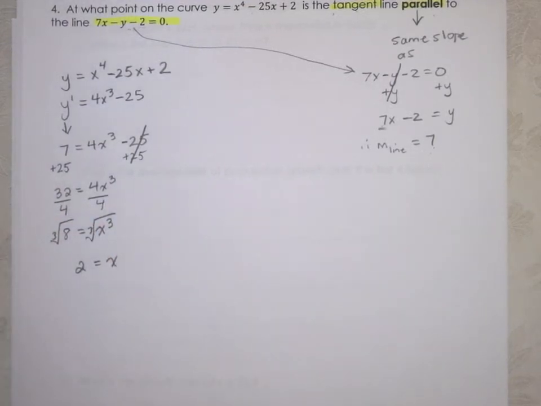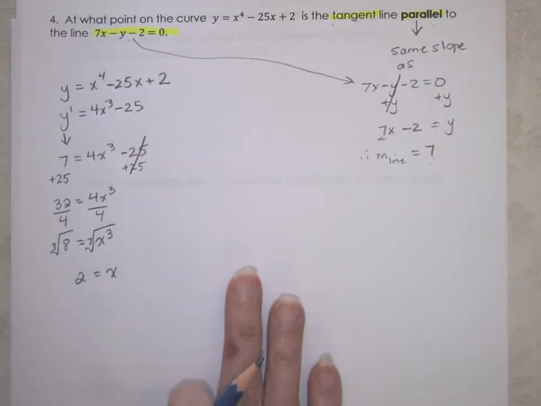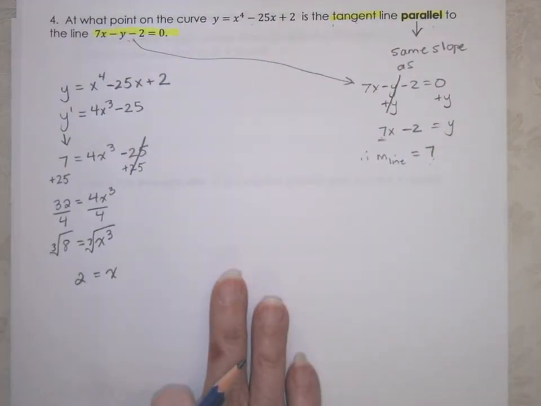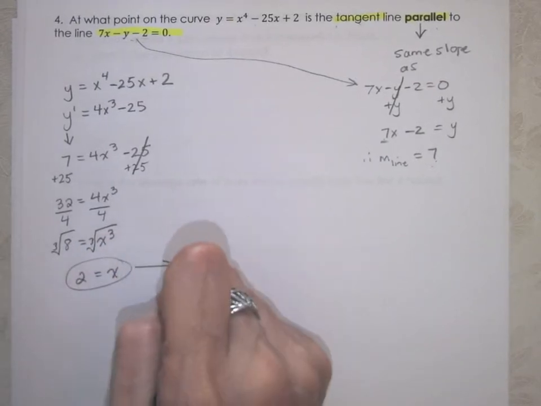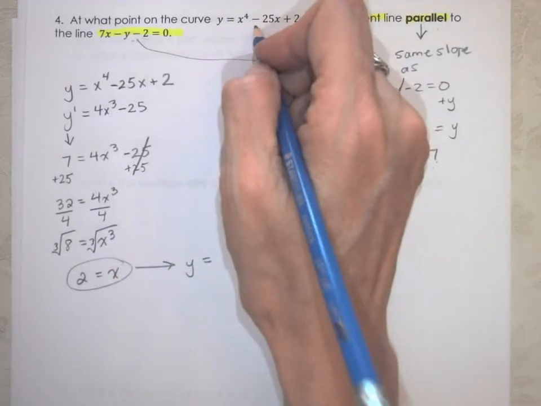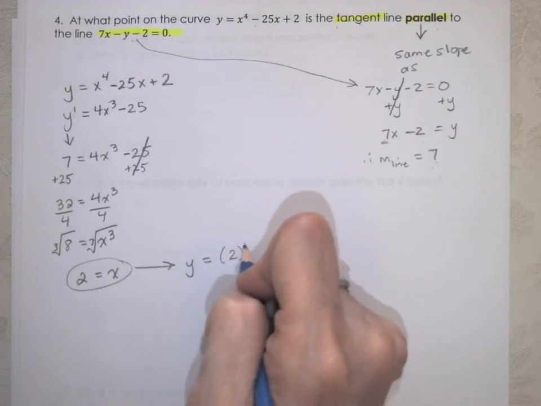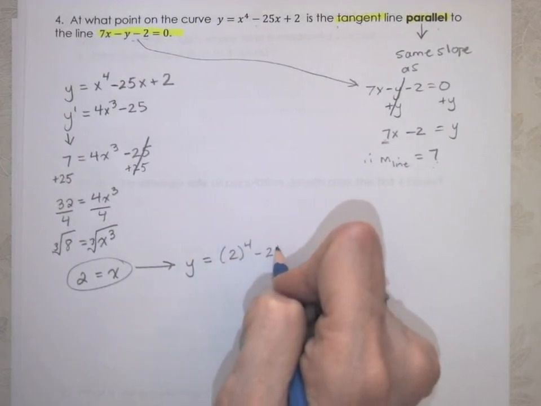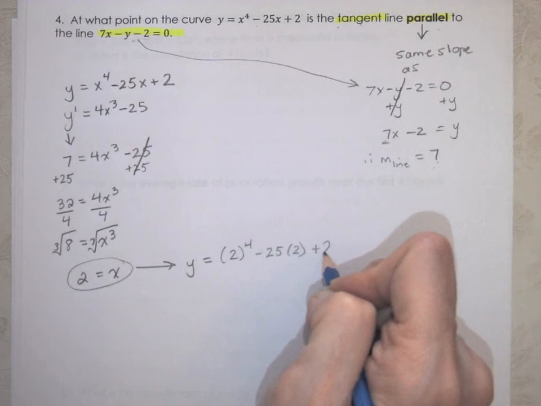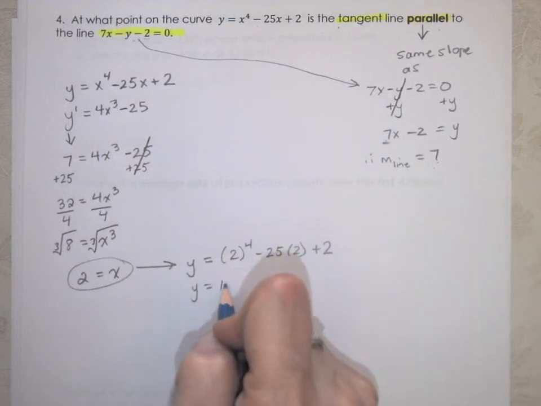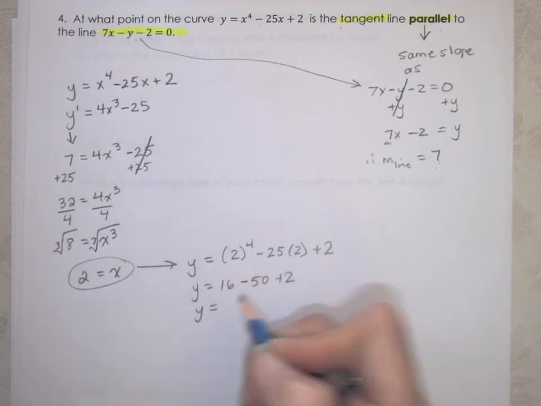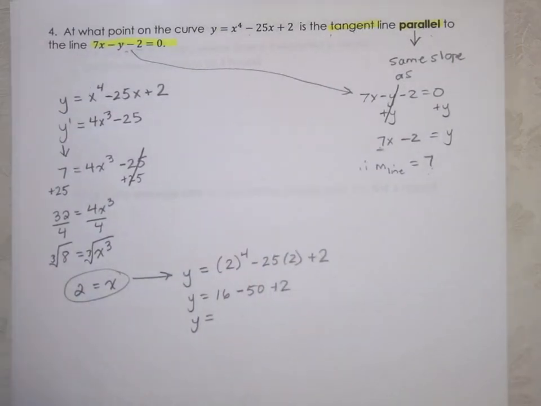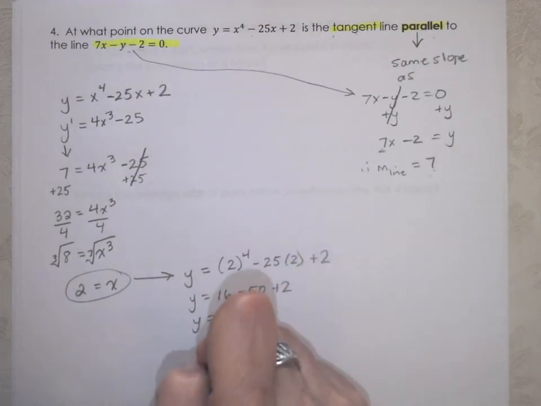Okay, so at what point on the curve, not just the x value, at what point on that curve is the tangent line parallel? So we can take our x equals 2 and find the corresponding y value to our curve. So it's going to be 2 to the 4th minus 25 times 2 plus 2, which is going to give us negative 32.